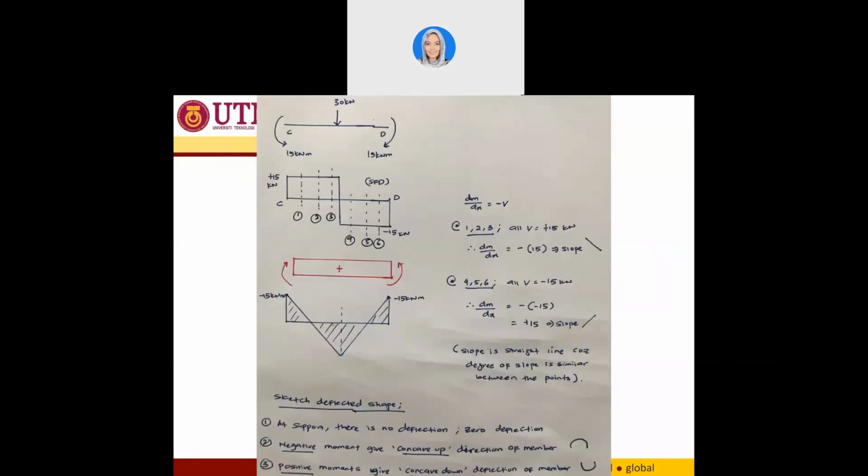So for member CD, you have an end moment at C, counterclockwise, of 15, and then another end moment at D, clockwise direction of 15, and I have only one point load between these 2 points of 30 kilonewton. And if I look into my shear force diagram, I have this one. I have 15 positive, and then another one here. So if I look into the guidance of drawing my bending moment, smiley face is always positive.